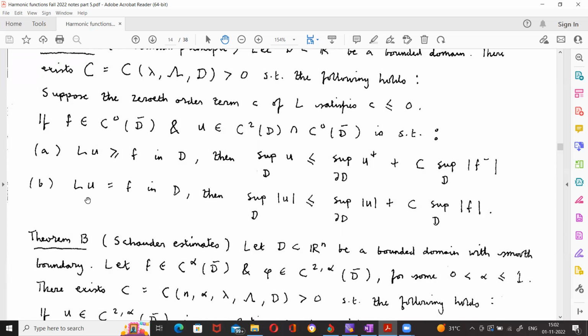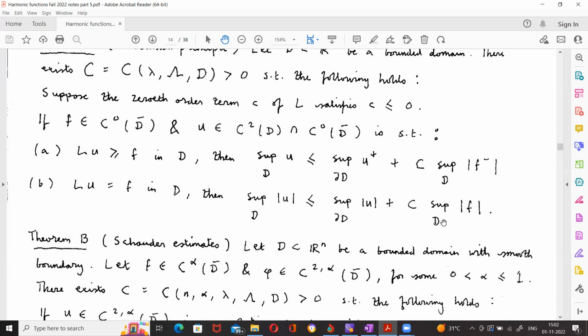And if Lu is equal to f in D, then the sup of mod u over D is less than or equal to the sup of mod u over boundary D plus C times the sup of mod f over D.